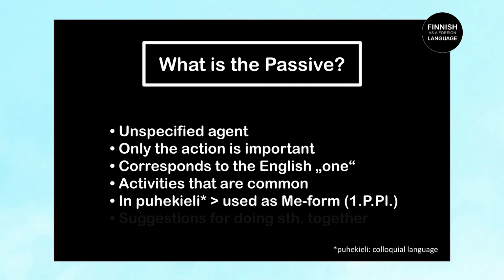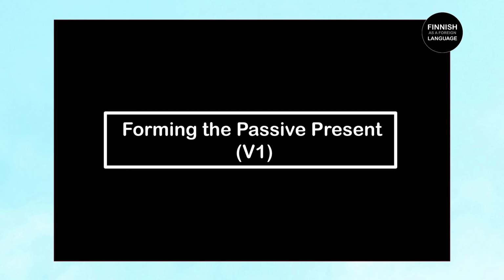The passive appears a lot in the puhekieli language as the Finnish me form, which is the first person plural. And it's also used for making suggestions, for example for doing something together. Alright, we move on to chapter 2, how to form the passive present for verb type 1.